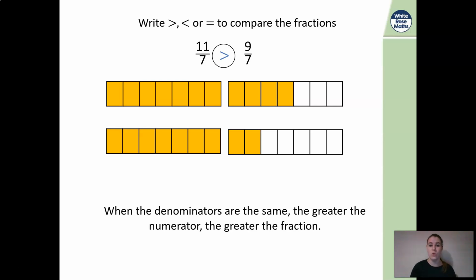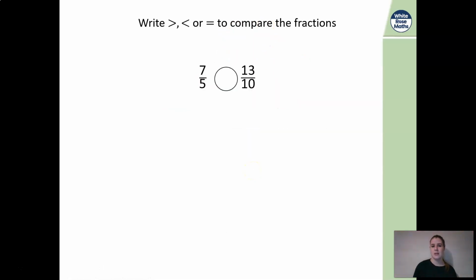Okay, because we've got more portions of our sevenths than we do if we only had 9 pieces. So here we've got 11 pieces of 7, and here we've only got 9 pieces out of our 7. Okay, let's have a go at this one. See if you can do this one. What do you think you might need to do?